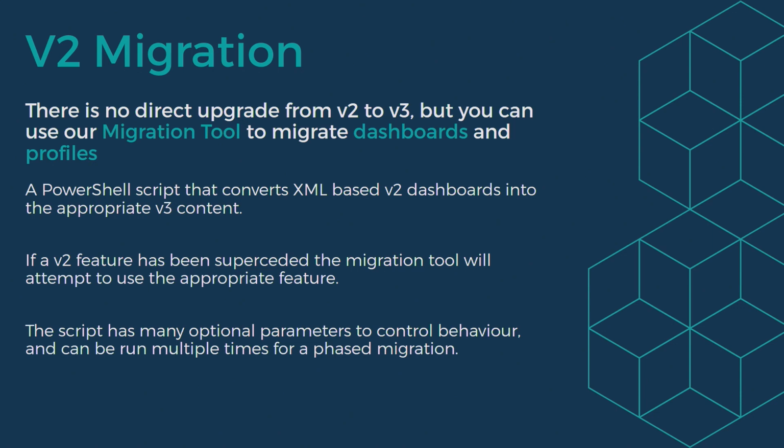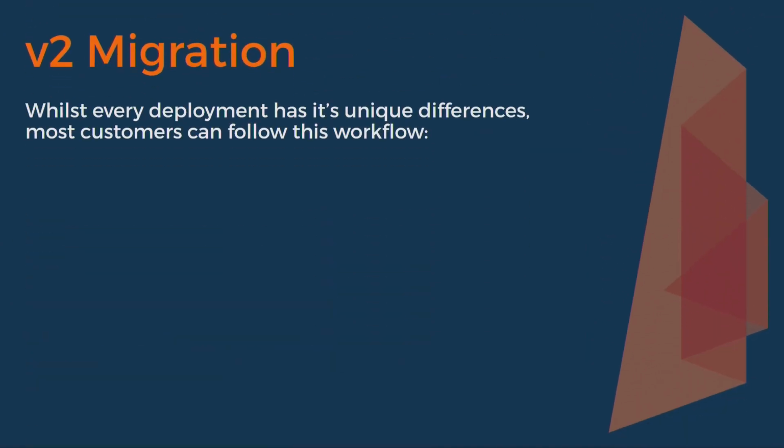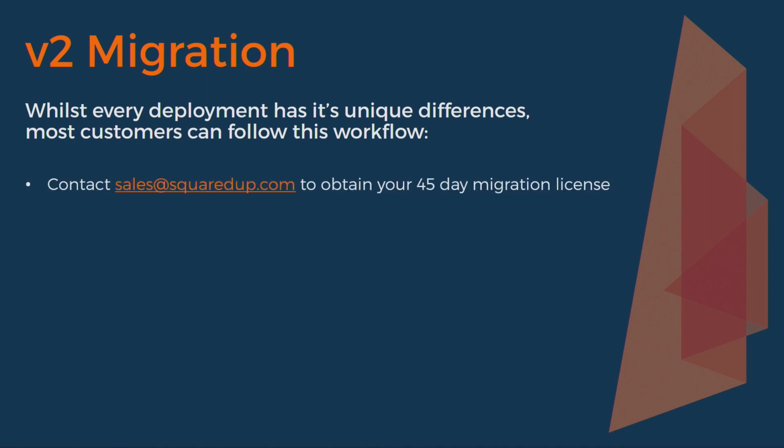Okay, cool. So let's talk a bit about the actual V2 migration and what the path is here. Every deployment has its differences, but the general workflow that we anticipate most people will follow is you've got your V2 instance and it's time to migrate across. The first thing you have to do is contact sales, at sales@squaredup.com. They'll give you access to a portal where you can plug in your V2 production key, so you'll need that, and obtain your 45-day migration license.